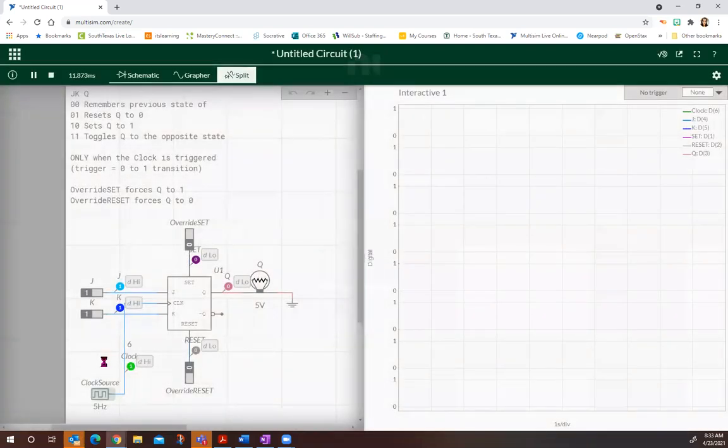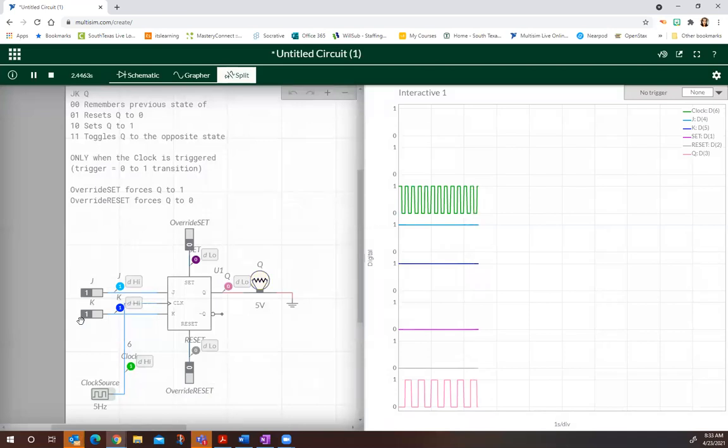So let's see. There you go. Okay, so that's good. So it's blinking 5 times per second, according to my computer. So here you see the clock turning on and off, on and off. Because my JKs are set to 1, 1, the output is always toggling every time the clock trigger goes from 0 to 1. The 0 to 1 transition is called the rising edge or the positive edge of the clock.